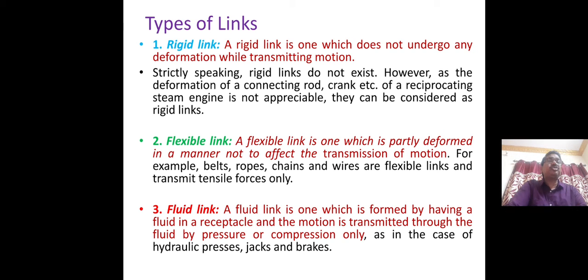When motion is transmitted through the fluid by pressure or compression, that is, by pressure or compression of the fluid, power and motion are transmitted, then it is called a fluid link. Simple examples are hydraulic brakes, hydraulic jacks, hydraulic press. These are some of the examples which transmit motion by means of fluid, then it is called a fluid link.